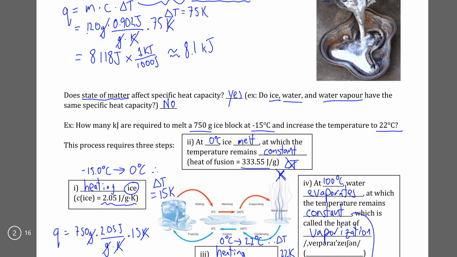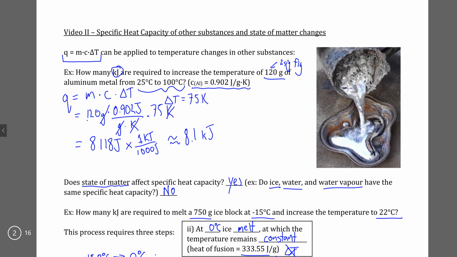In the next video, we're going to look at how our specific heat capacity formula can be used in order to calculate the energy change that occurs within actual chemical reactions.